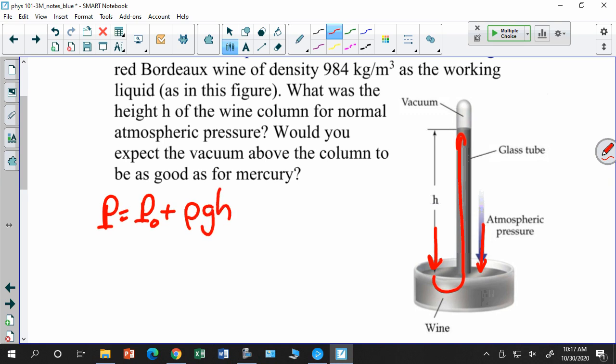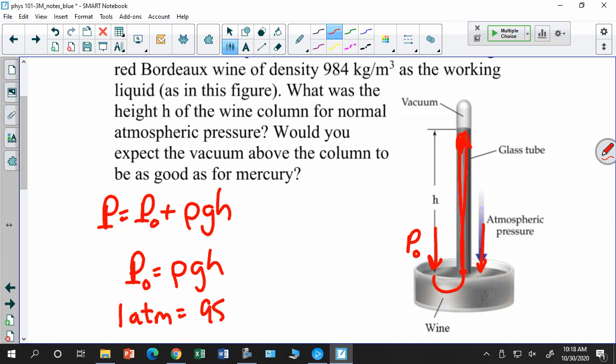And so here I'm looking for what is the height if my P is equal to P naught. So really what I'm saying is that P naught is equal to rho g h. That is, my P naught here is pushing this column up, and I want to know what pressure causes that height. So that's going to be 1 atmosphere is equal to 984, that's my density, times 10 times the height. And I'm trying to figure out what the height is.